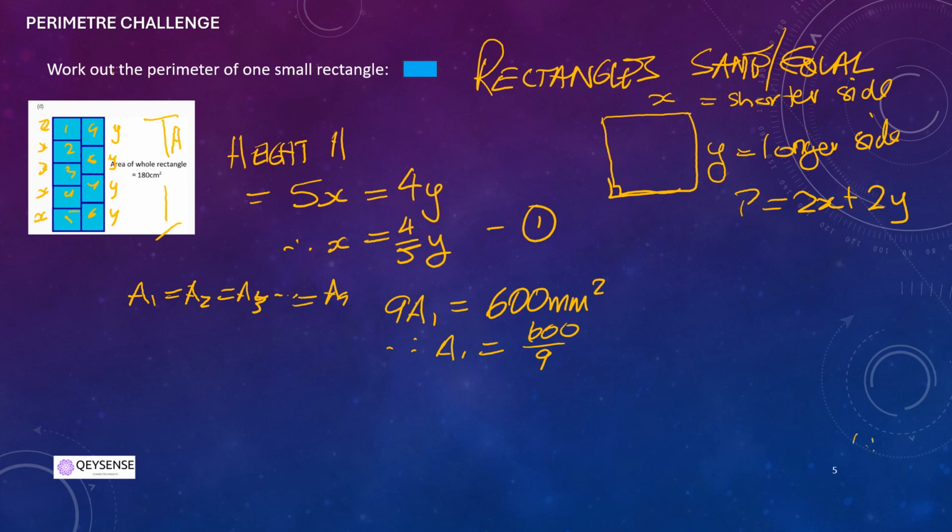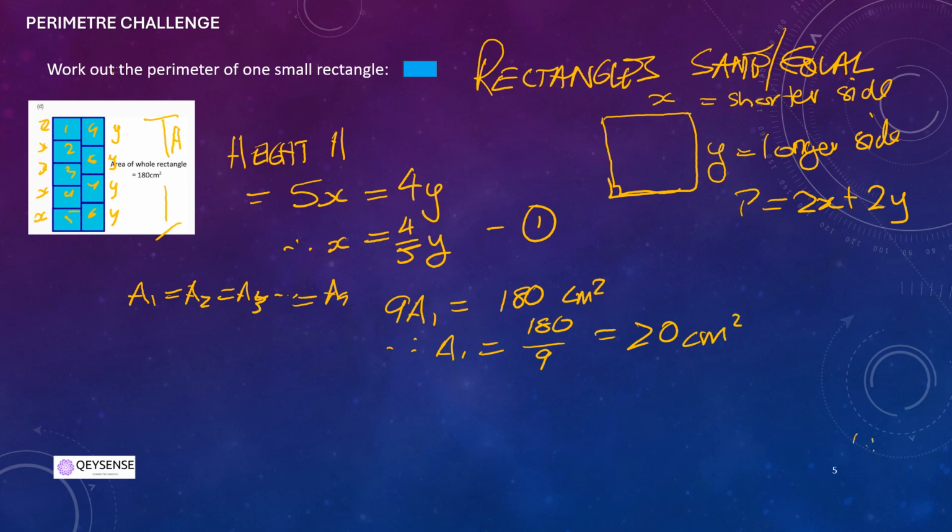Oh, hang on a sec, apologies. 180 is what we want. We've got the other problem. 180, and that equals 20, and this is centimeters, 20 centimeters squared.